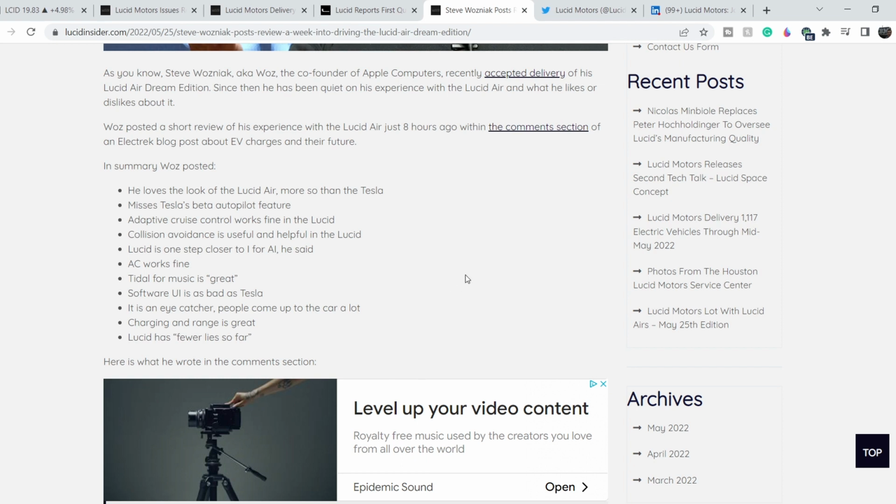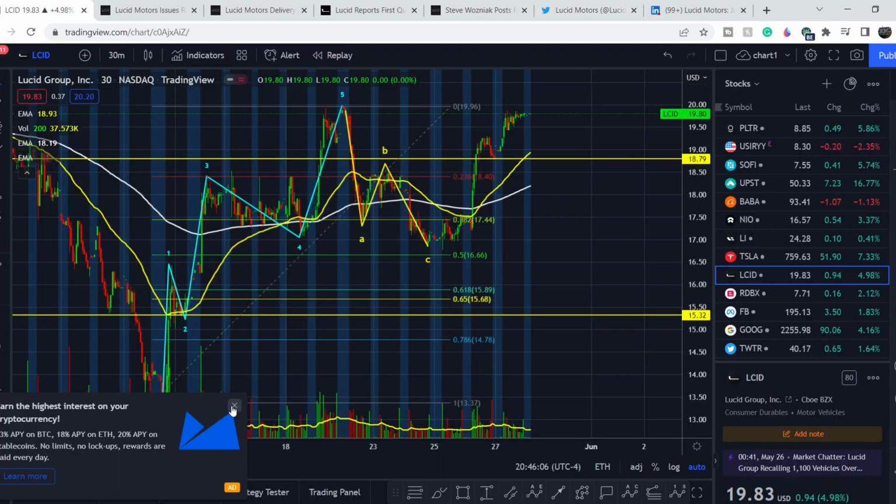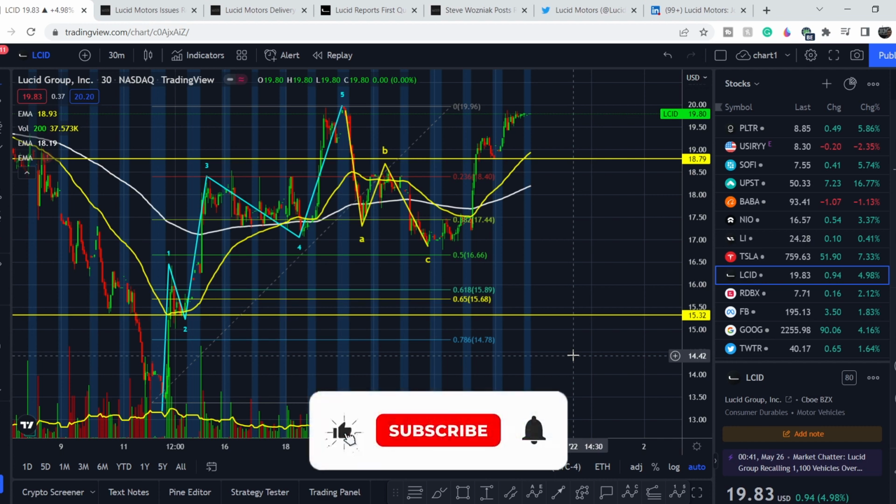And I have to say that Steve Wozniak might be one of the people who unintentionally promotes Lucid Air. And definitely it is a good sign from the marketing standpoint for Lucid, and it might benefit their potential delivery rates. So let me show you another news directly related to Lucid Motors. They just posted several tweets and they opened a new studio in Manhasset, New York. And definitely the new studio increases their exposure on the market, and it brings new opportunities for the company to increase their deliveries as well. So, let's continue with the technical analysis.